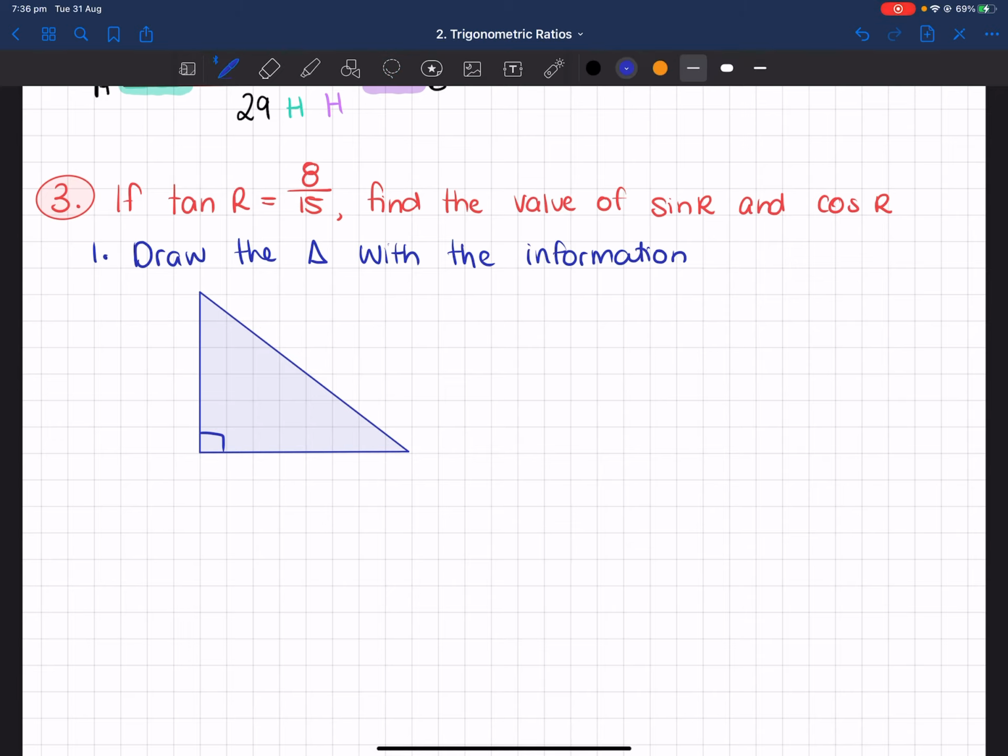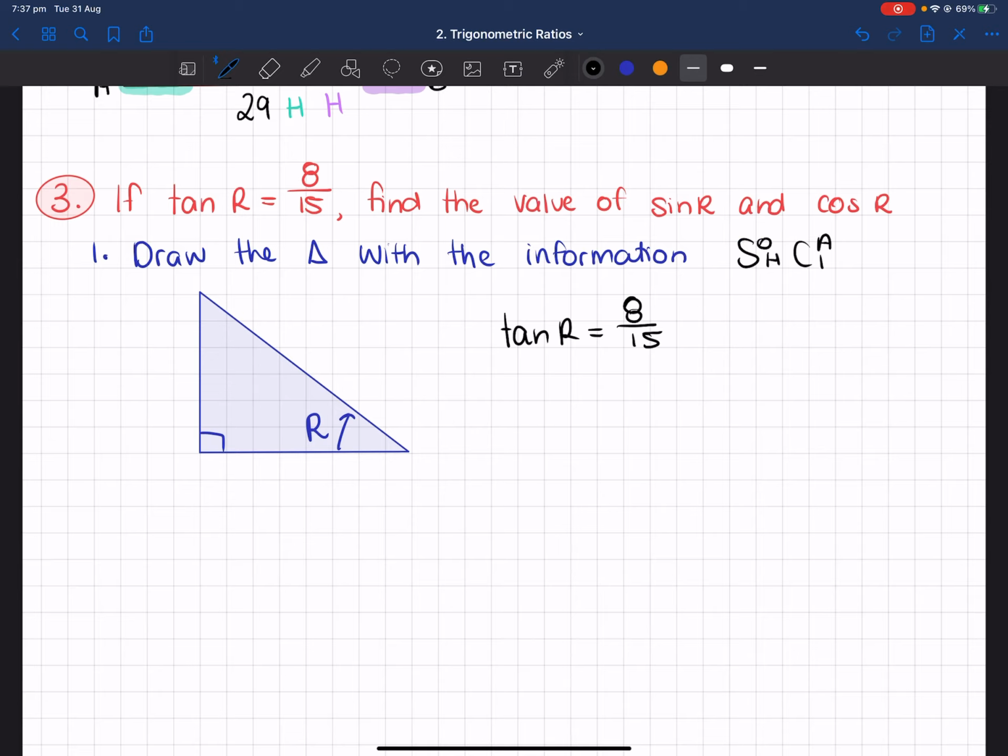And because we're talking about tan of R, our angle that is given to us is never our right angle. So you can put that angle R wherever you like. It can be here or it can be here. I'm just going to put it down here for the sake of it. So we're going to call that angle R. It tells us that tan of R is equal to 8 over 15.